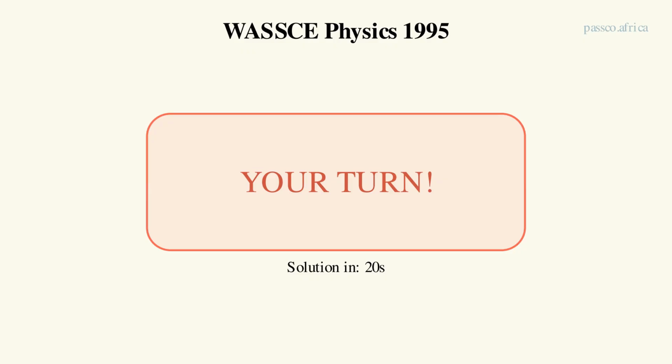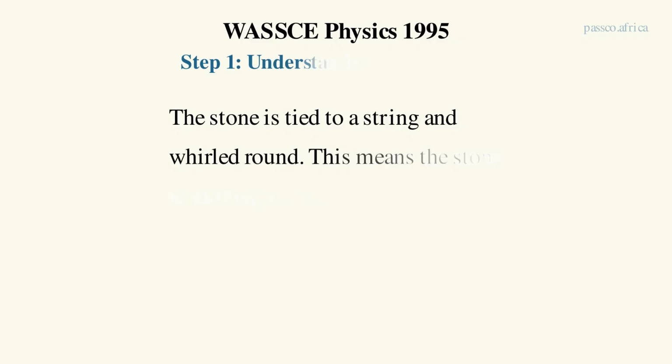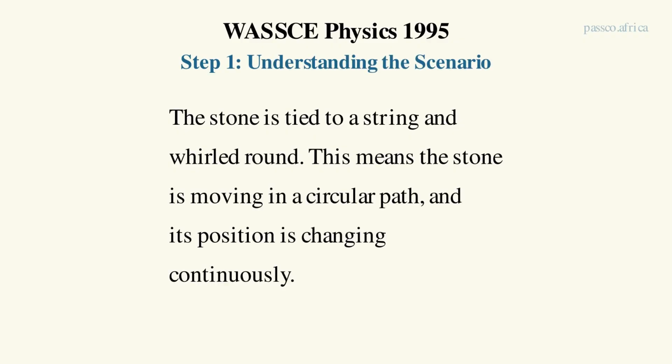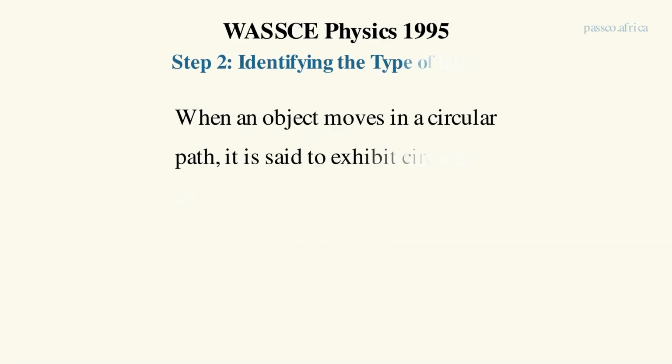Step 1. Understanding the scenario. The stone is tied to a string and whirled round. This means the stone is moving in a circular path, and its position is changing continuously. Step 2. Identifying the type of motion. When an object moves in a circular path, it is said to exhibit circular motion.